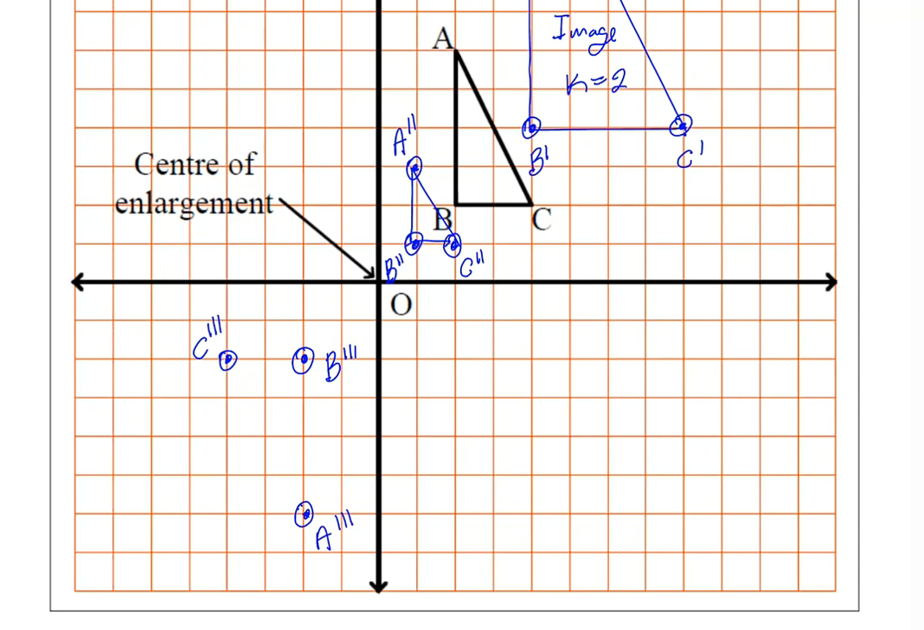All right. So with this image, k is equal to a half. And with this image, k is equal to -1.